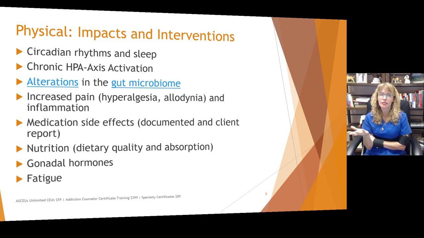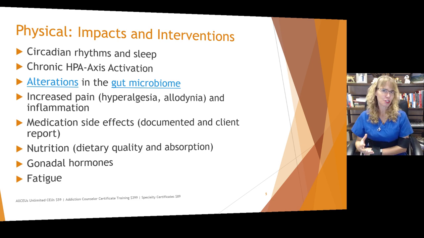Gonadal hormones. Testosterone, estrogen, progesterone are the three biggies, oxytocin a little bit. They are involved in affecting the availability of certain neurotransmitters. Estrogen in adequate amounts, not too much, not too little. So estrogen in moderation is neuroprotective.